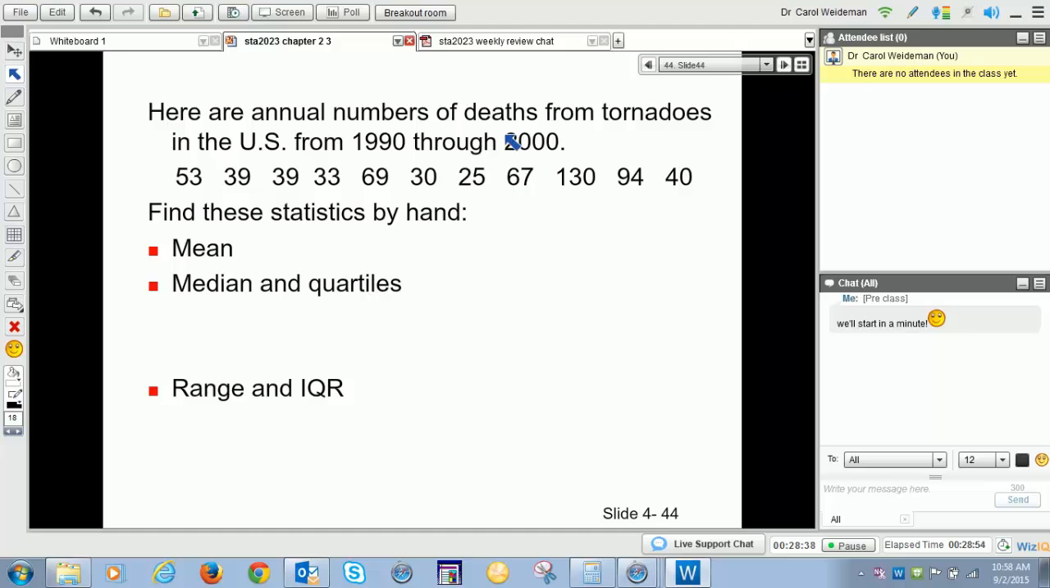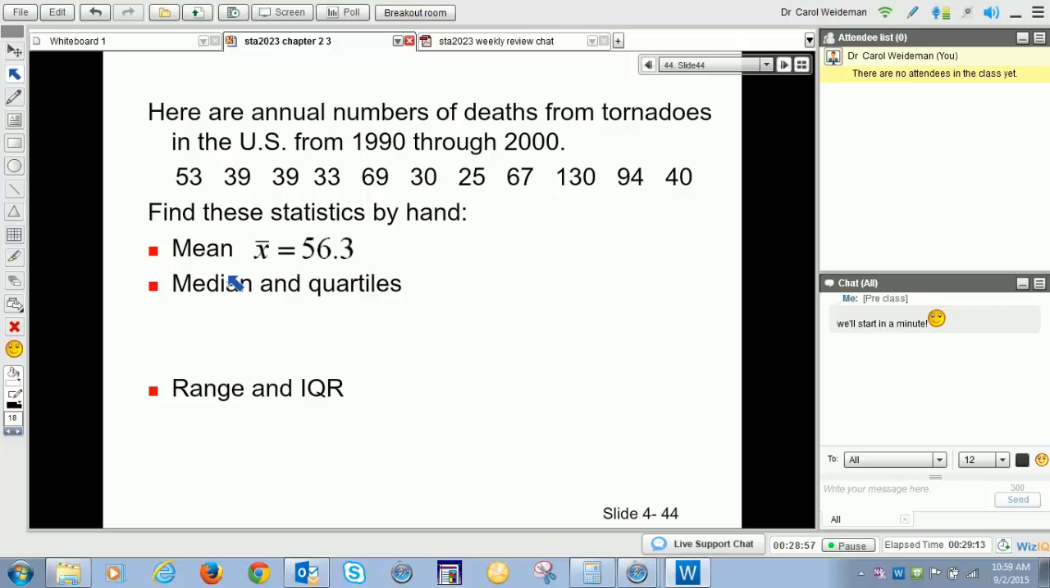Here are some annual numbers of deaths from tornadoes in the United States from 1990 through 2000. And let's do some of the statistics by hand. So I just wanted to give you a little practice. So for the mean, what are we going to do? We're going to add up all the data values and divide by the number of observations, and I got 56.3.